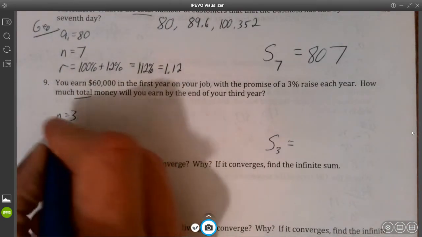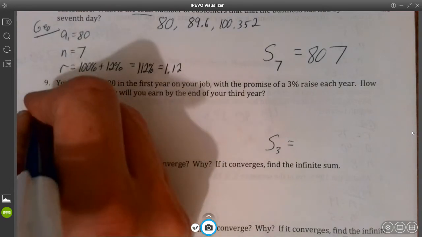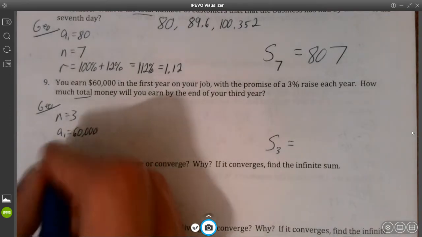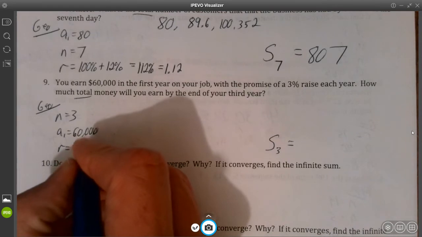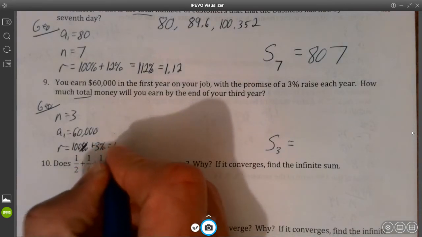So n is 3, and my first term is 60,000. This one is also geometric, and I have a 3% raise each year. You don't have to write this every time, but I like it: 100% plus 3% is going to give me 103%.